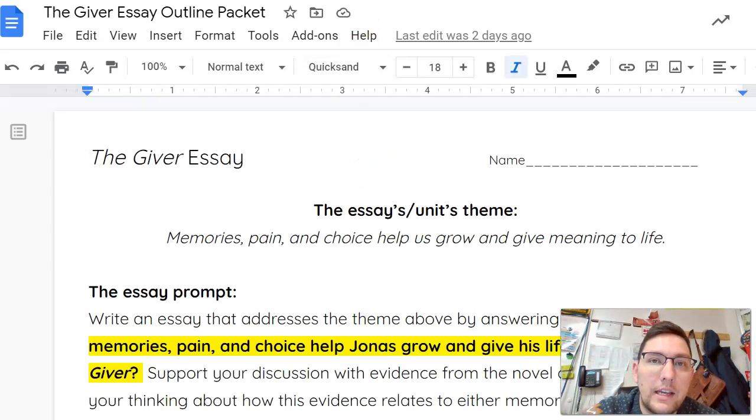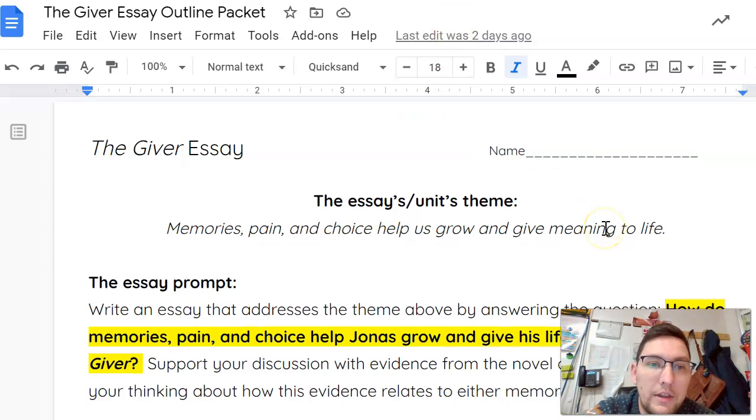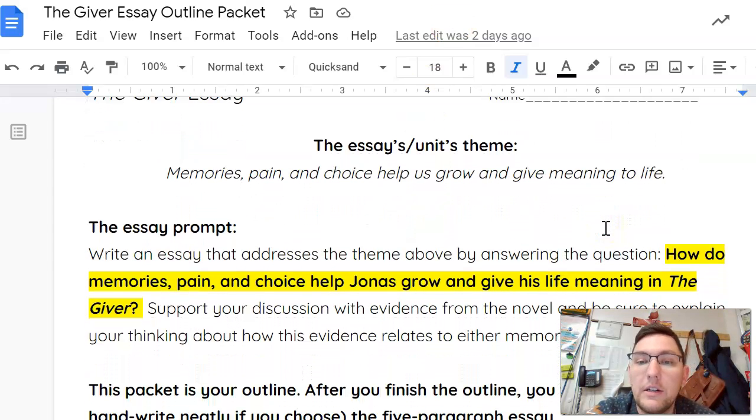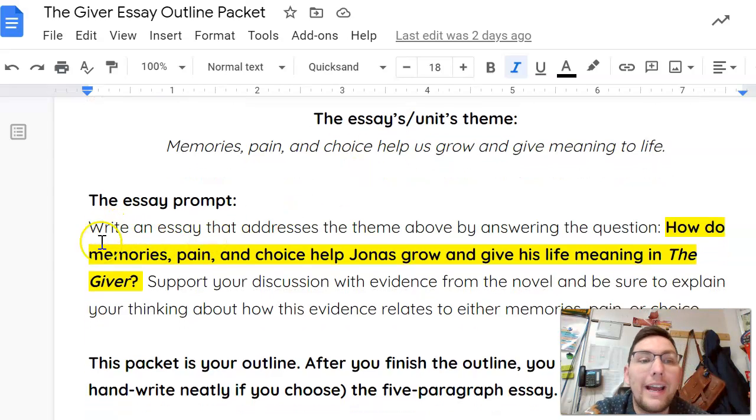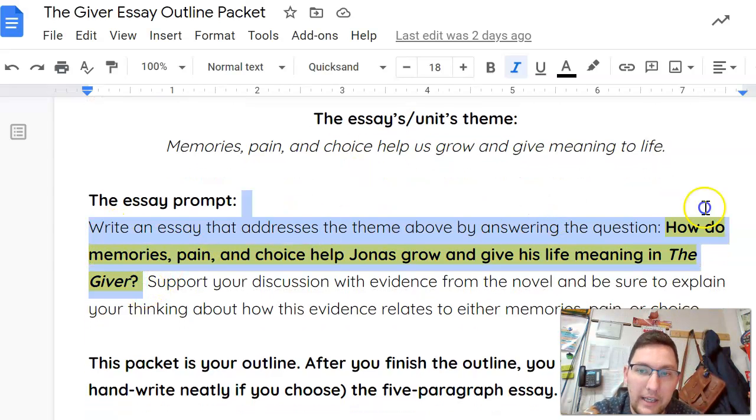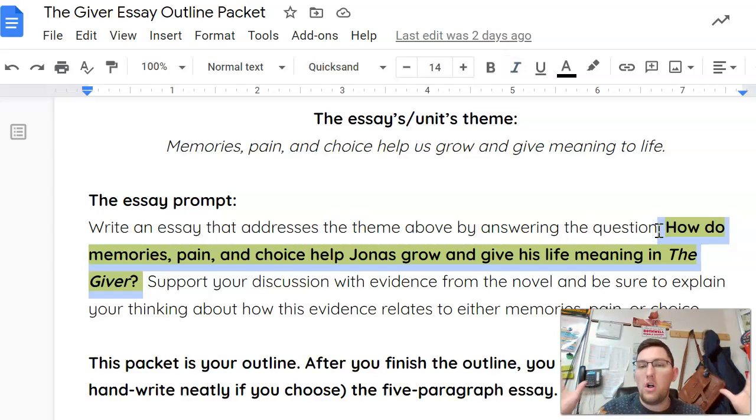So let's go to this essay outline packet. Okay, so the theme of the entire essay is that memories, pain, and choice help us grow and give meaning to life. So you're answering this question, really. If you want to boil all of this essay down into one question, it's: how do memories, pain, and choice help Jonas grow and give his life meaning in The Giver?